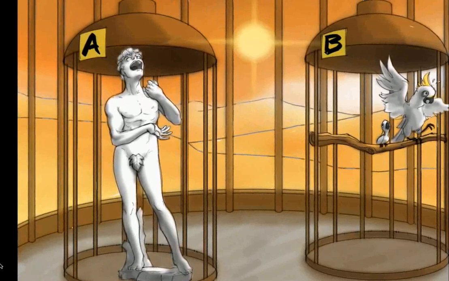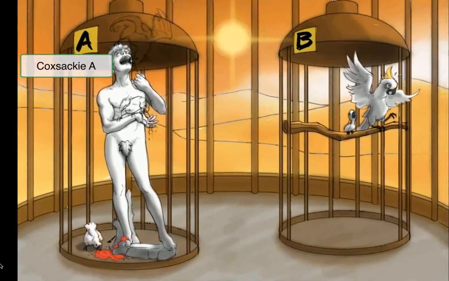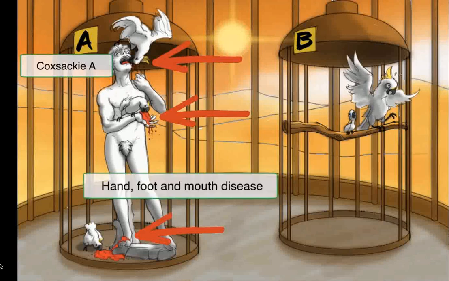In cage A, which is for Coxsackie, we have our friend David, and we'll use him to represent the most important clinical feature. We'll add some red birdseed to the statue and have cockatoos pecking away at him. Notice his mouth is wide open and there's a bird pecking at his mouth. His hand is outstretched with another bird eating out of his hand. And if you look at his feet, there's a ton of birdseed and some bird pecking away at that too. So all of this red birdseed and pecking is to signify that Coxsackie is associated with hand, foot, and mouth disease.